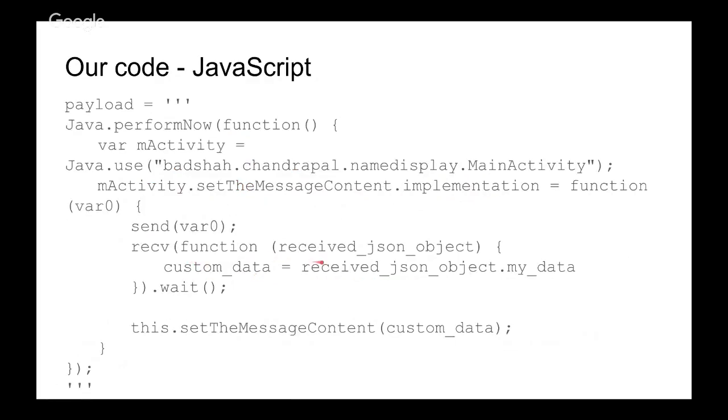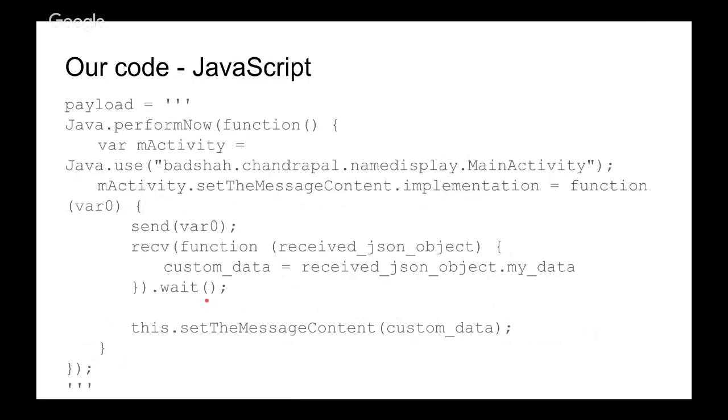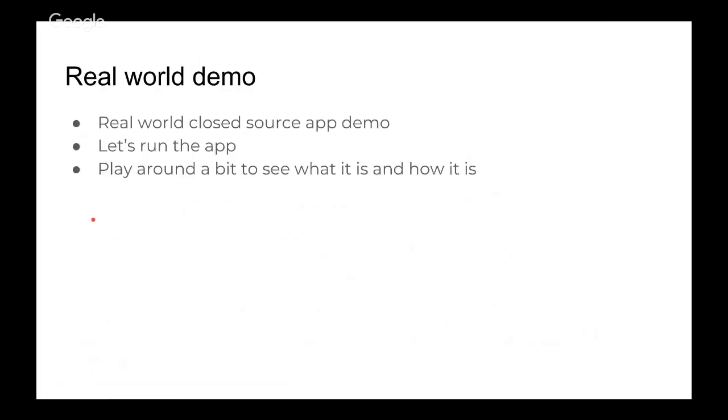We received, we get an argument. This can be anything. So you just name it received JSON object, and we take my_data from it, which is this. Then we wait till we receive it, and then use the same function and set it with the custom data we have received instead of the original arguments which were passed. Real world demo will be given by Abhinav.